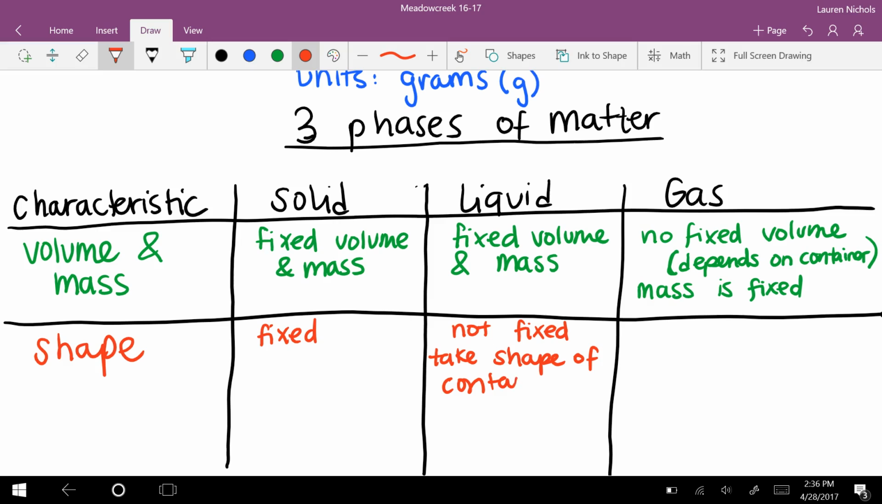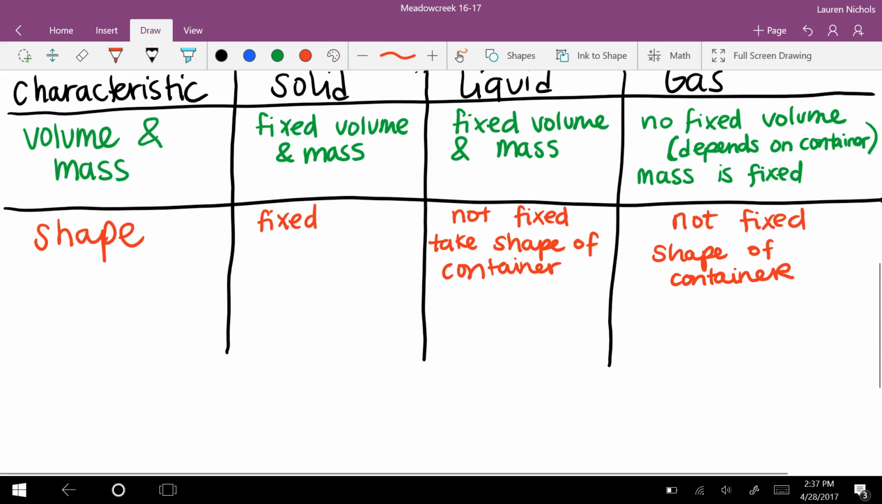So, for example, if I pour a Coke into a can, it takes the shape of the can. If I pour it onto the table, it spreads out because there are no walls to contain it, right? And if I have a gas, it also is not a fixed shape. It takes the shape of the container, which is why balloons in general can be any sort of shape that you want them to be.